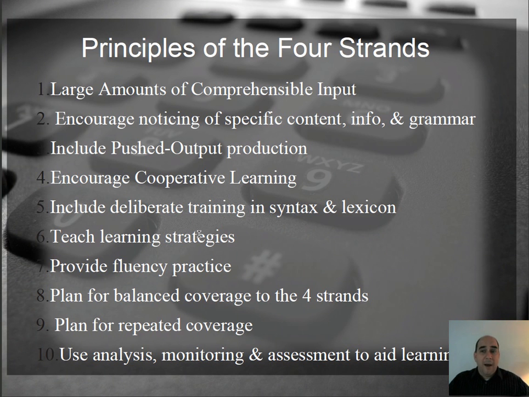Nation then goes on to talk about a variety of principles of the 4 strands, and let me just run through these real quickly. Large amounts of comprehensible input, which I don't deny is a good thing. You need to have lots of information, extensive reading, extensive listening, extensive writing, a whole bunch of stuff so that they can play with the tools that are there. So we're going to need a lot of that. We also want to encourage noticing. As I mentioned before, we want to have noticing so that people can notice specific words, specific linguistic structures, right? Specific information.